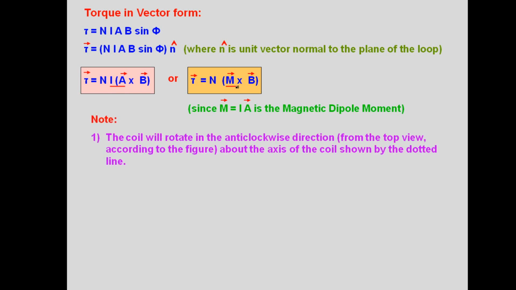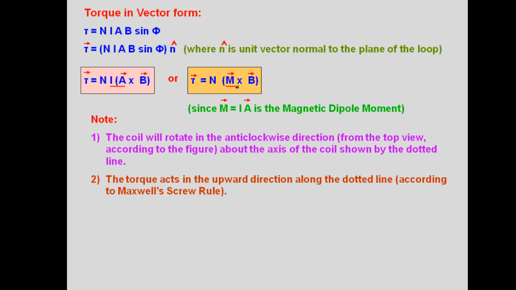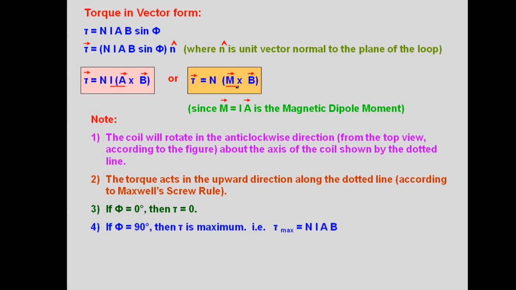The coil will rotate in the anti-clockwise direction from the top view according to the figure, about the axis of the coil shown by the dotted line, and that we have already shown. You can go to the figure and check that. The torque acts in the upward direction along the dotted line according to Maxwell's screw rule. If phi is 0, then tau will be 0. And if phi is 90, then tau is maximum, as BINA.